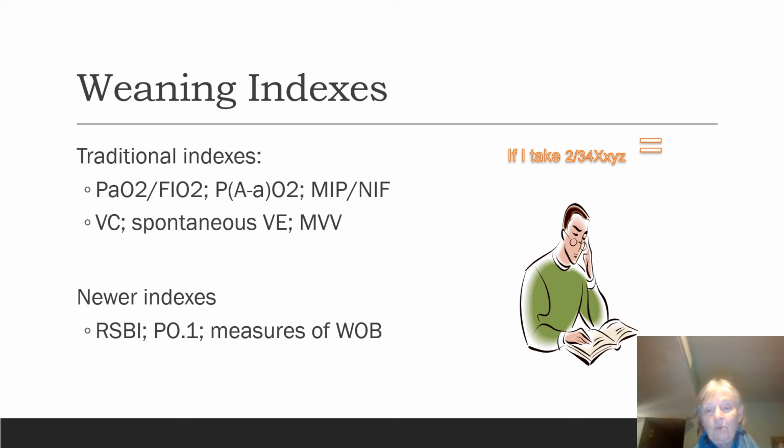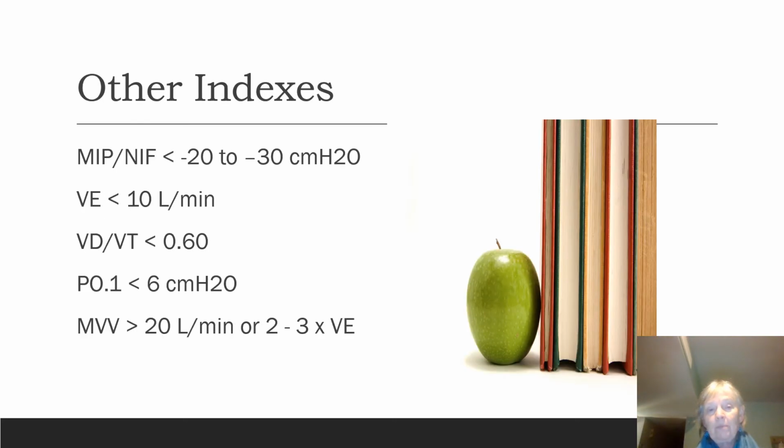And then we can look at the measures of your work of breathing. So there's your MIF-NIF, as we said, less than -20. Some hospitals are going much, much higher than that. Minute ventilation, less than 10 liters per minute. Your dead space, less than 60%. There's your P0.1, less than 6 centimeters of water pressure. And if they do the MVV, it's the reverse of what put you on.